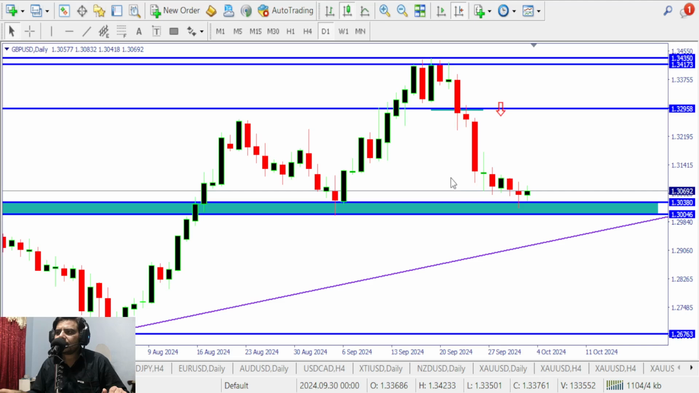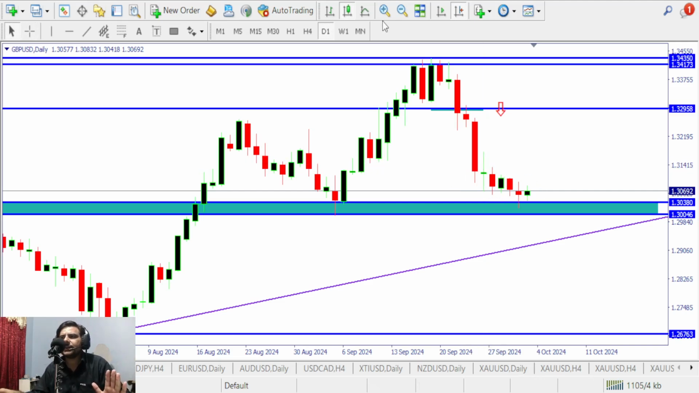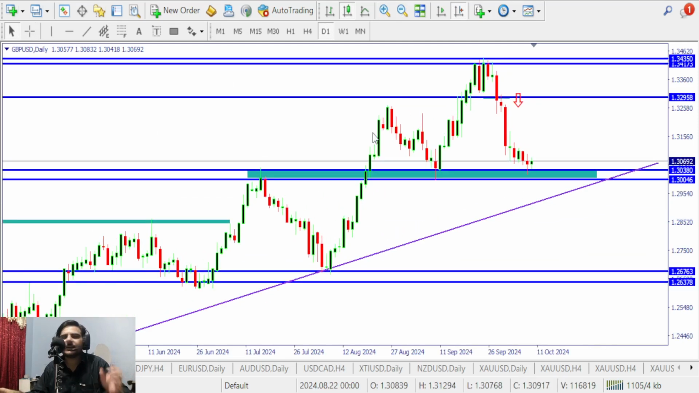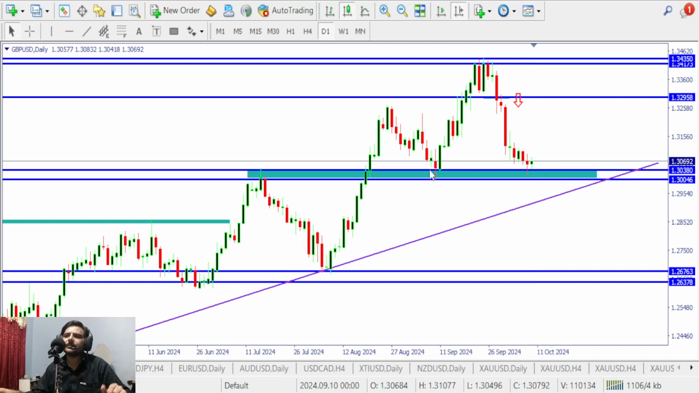Pound US dollar, pretty much I have discussed the previous stuff. Now it is almost ready for a buy, but definitely I will need Monday, Tuesday to show some support right here, because if you see, this is a supply area.